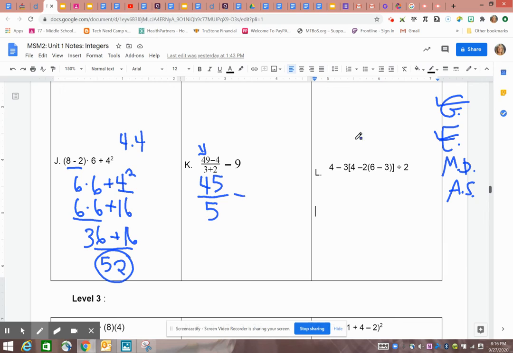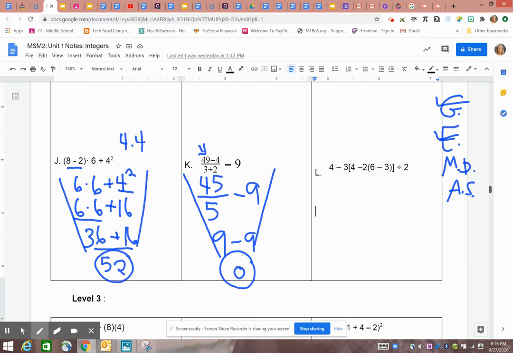So all of that minus 9. So now division is going to happen first. 45 divided by 5 is 9. 9 minus 9 is 0. You can kind of see my little funnel here. 0, total answer. And last one for today, this letter L.